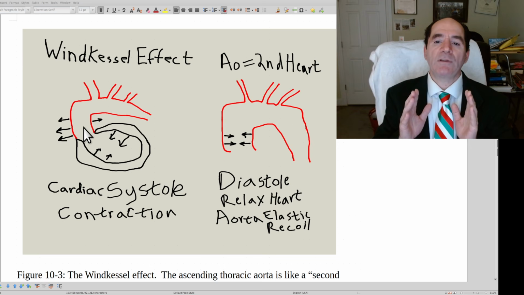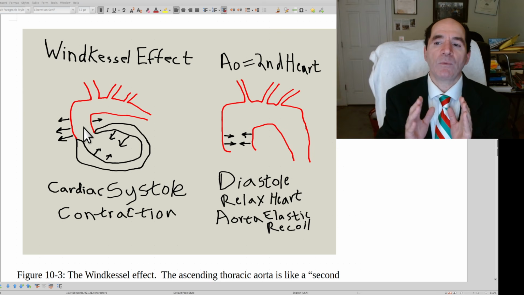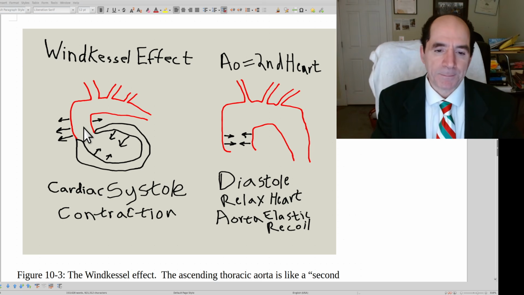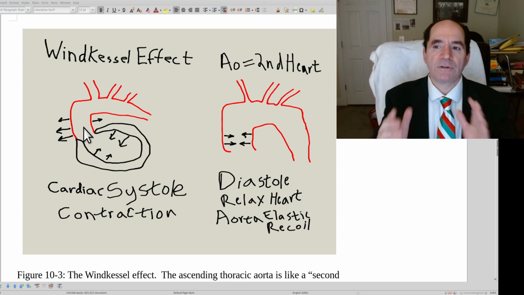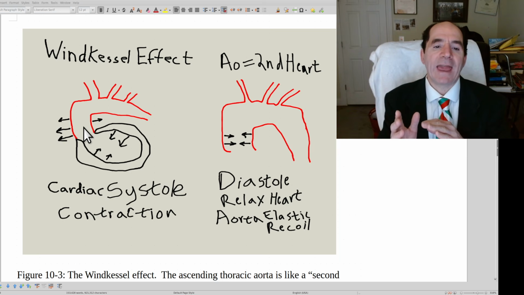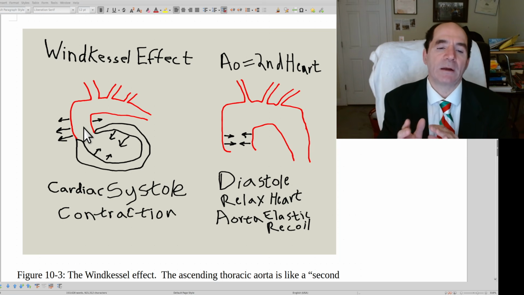Now, the ascending thoracic aorta has a lot of elastic fibers. And so once the cardiac contraction is stopped, then they recoil inward. That's called elastic recoil. And that is the effect of a second heart. So during diastole, the elastic recoil generates flow. And so in a normal healthy person, there's not that big of a pulse pressure, meaning not that big of a difference between systolic pressure and diastolic pressure.